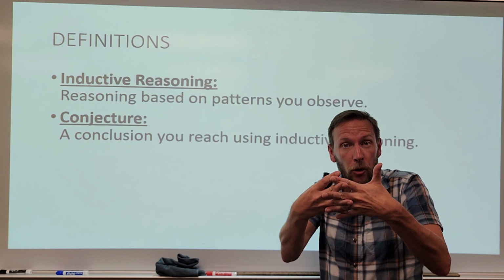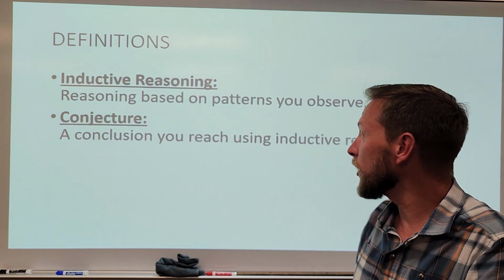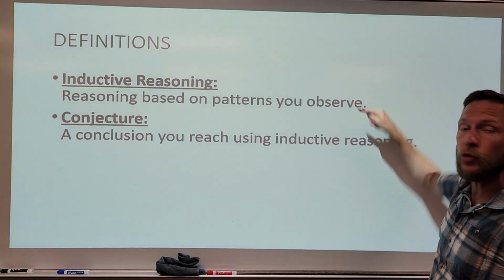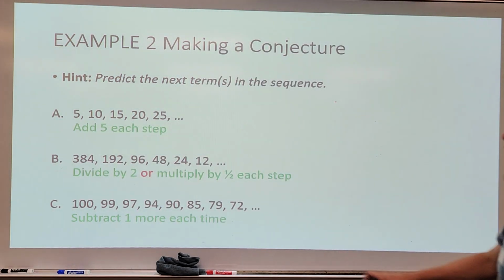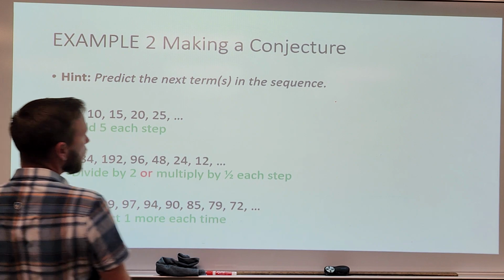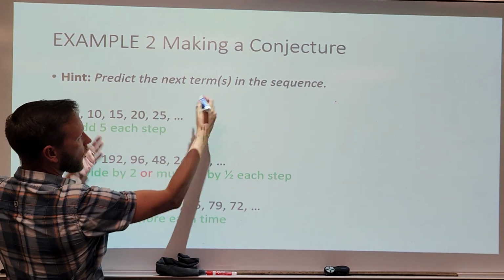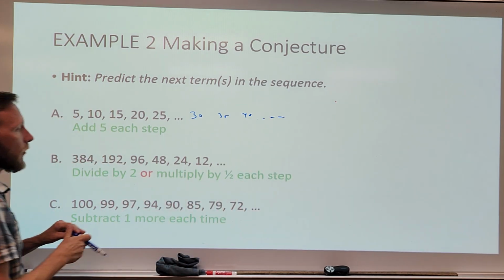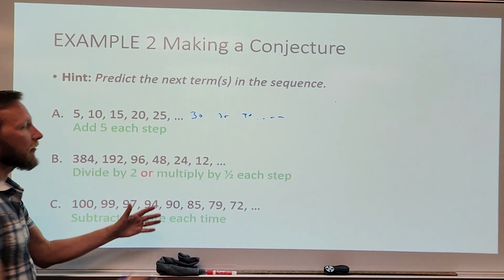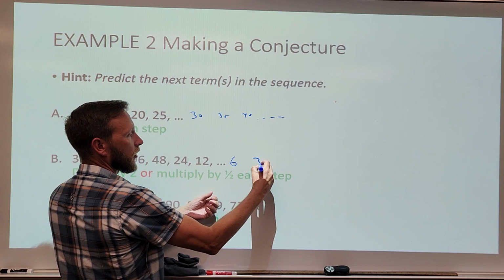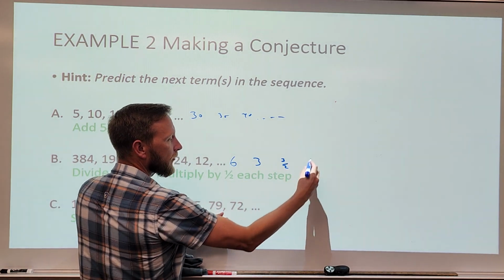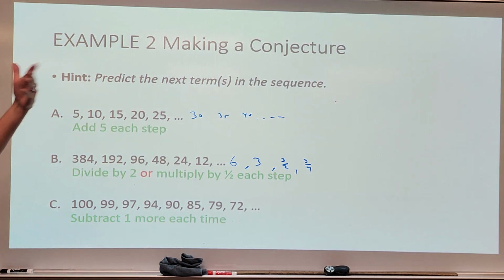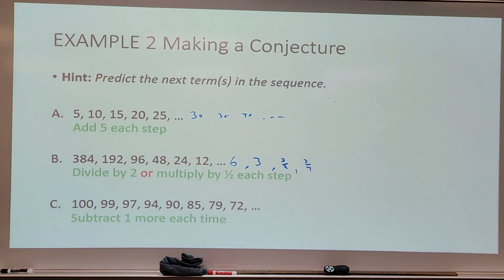Here we're going to try to do both, and we're going to try to keep that in tension with each other and in tandem with each other so that we can make a conclusion using that inductive reasoning. So if we are adding 5 each step, then we know that the next terms in the sequence will be 30, 35, 40, etc. If we're multiplying by 1/2, then the next number would be 6, and then 3, and then 1.5, and then 3/4. And so we can predict what comes next by multiplying by 1/2 or dividing by 2 every time.